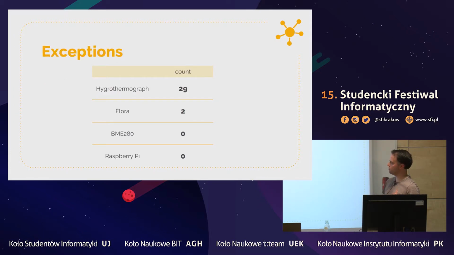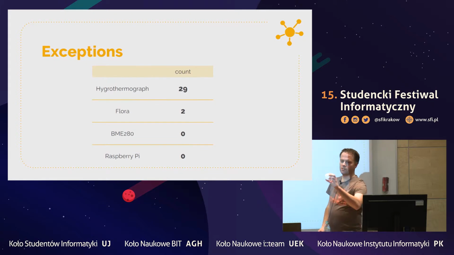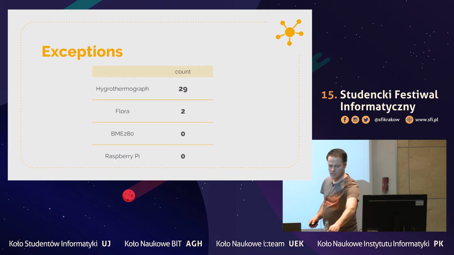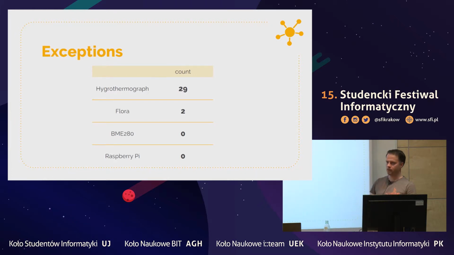Basically, it came through to this. So we see here that especially the hygrothermal graph, and for the ones that didn't remember which one it was, which I can purely understand with such a difficult name, is this one, which had quite a high error rate. The Flora sensor had a few errors, both were connected to Bluetooth. The other ones were basically faultless, they worked pretty nice.